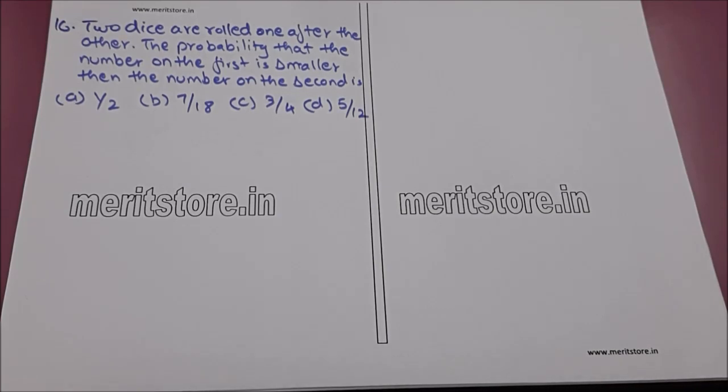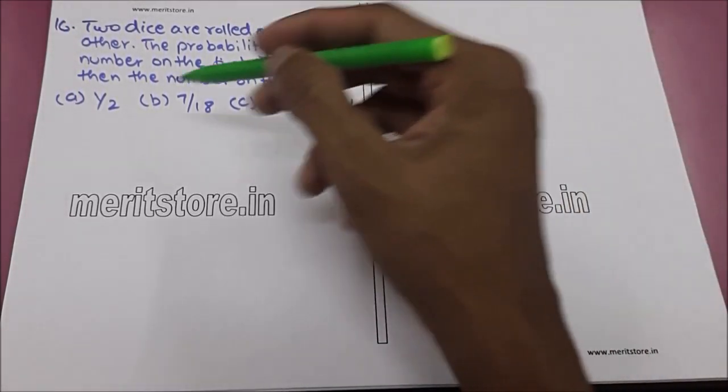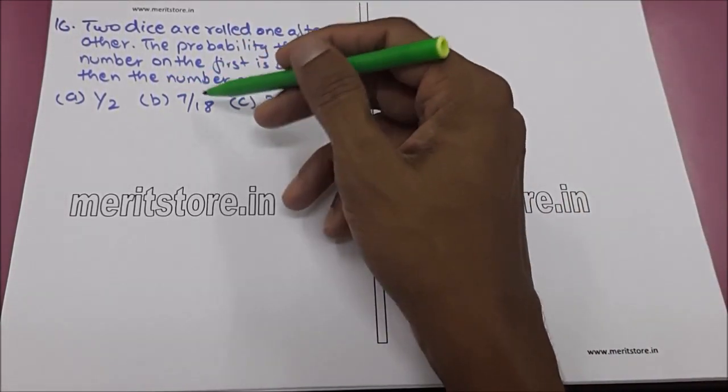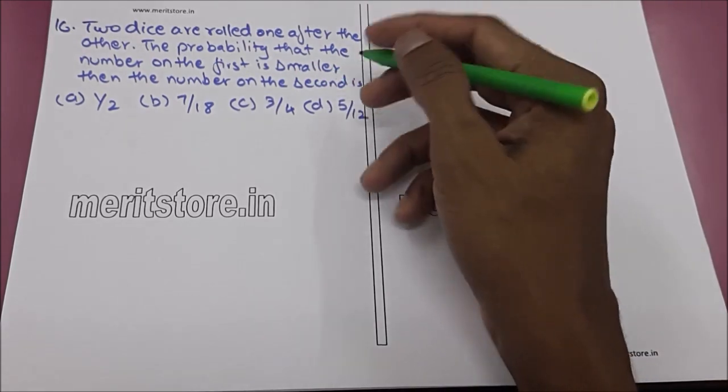Question 16. Two dice are rolled one after the other. The probability that the number of the first is smaller than the number of the second is, we have four options: A 1 by 2, B 7 by 18, C 3 by 4 and D 5 by 12.